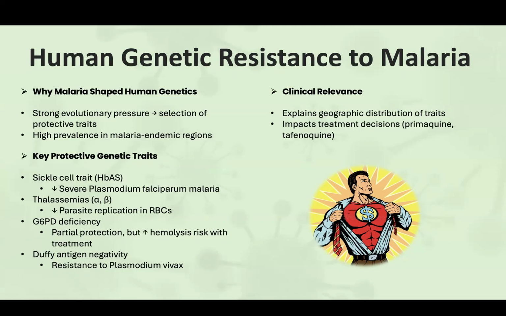G6PD deficiency offers some protection against malaria, but is clinically important because it predisposes patients to hemolysis when treated with drugs like primaquine or tafenoquine, which is why you need to test for G6PD levels before giving these medications. And finally, the Duffy antigen negativity, which is common in many populations with African ancestry, provides resistance to Plasmodium vivax by preventing parasite entry into red blood cells.